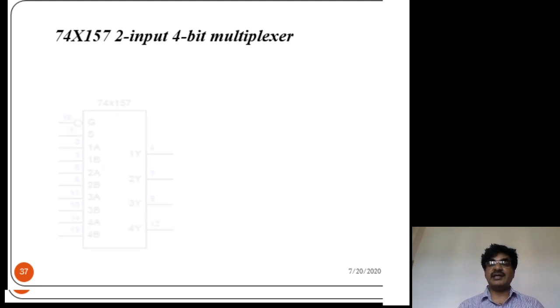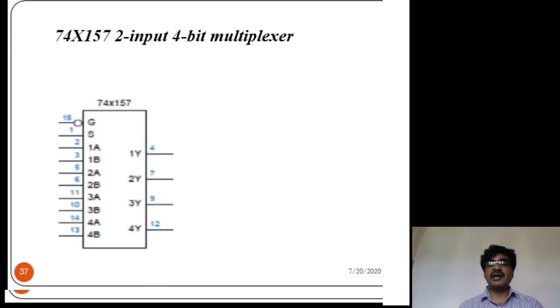Okay, so let us see the pin diagram of it. This is the pin diagram for IC 74157. Okay, so the two inputs are input A and input B. I said A has 4 bits, B also has 4 bits. 1A, 2A, 3A, 4A are the 4 bits of A. 1B, 2B, 3B, 4B are the 4 bits of B. Okay, 2 inputs, each input consists of 4 bits, and this S is the select line, and G is the enable input. But it is active low.